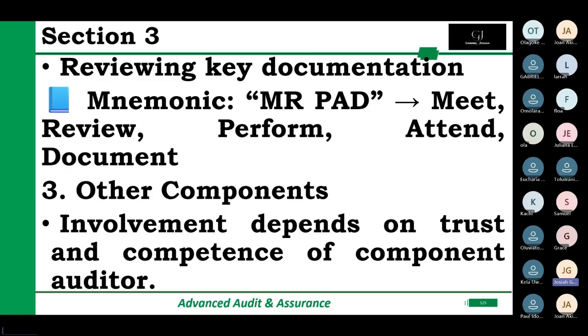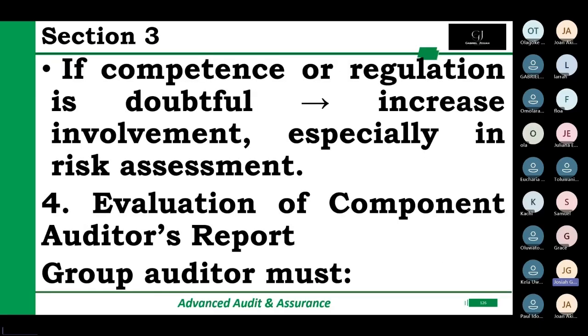And for other components, his involvement depends on the trust and also competence of the component auditor. And if competence or regulatory compliance around the component auditor is doubtful, then he needs to increase his involvement. But where they are competent and he's okay with their independence, objectivity, and regulatory compliance, then he will reduce his involvement, especially in risk assessment.